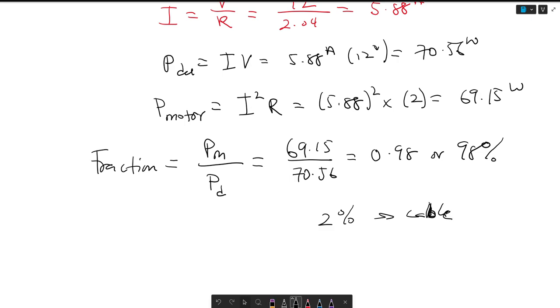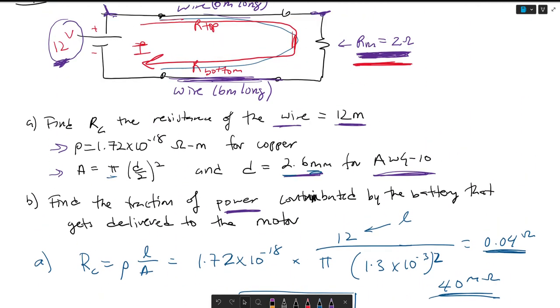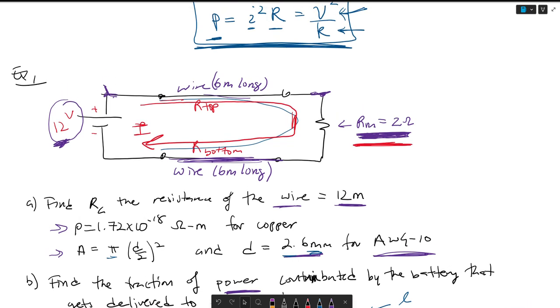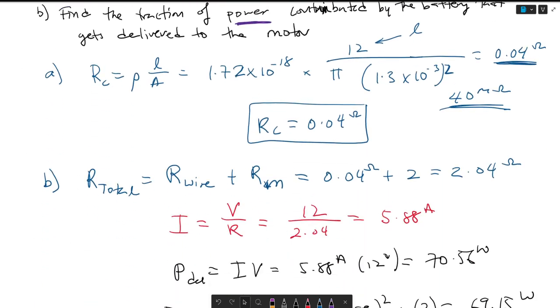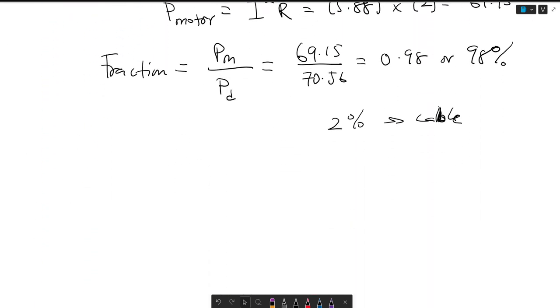But again, we can use different techniques, and this is what power systems engineers do, to try and minimize the power loss in our wire from 2% to 1% to 0.5%.